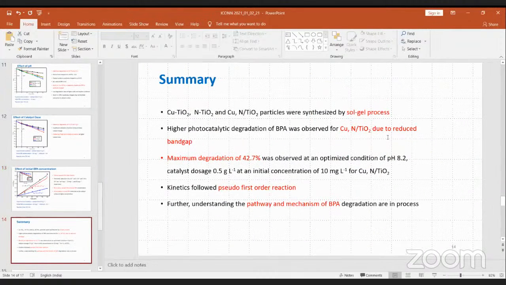So coming to the conclusion, all the three catalysts were synthesized by Sol-Gel process. Higher photocatalytic degradation of BPA was observed for co-doped catalyst due to reduced band gap, and maximum degradation of 42.7% was observed at a pH of 8.2 and catalyst dose 0.5 with 10 ppm of BPA for co-doped catalyst. And kinetics followed pseudo first order reaction. So further understanding the pathway and mechanism of BPA degradation are in process.